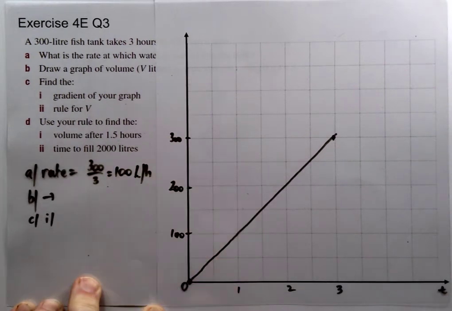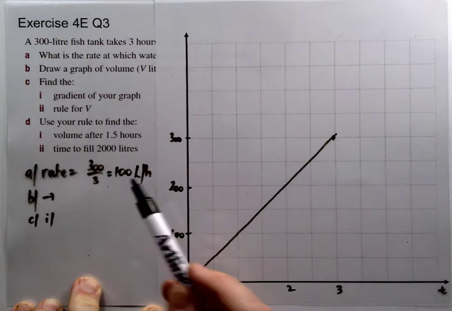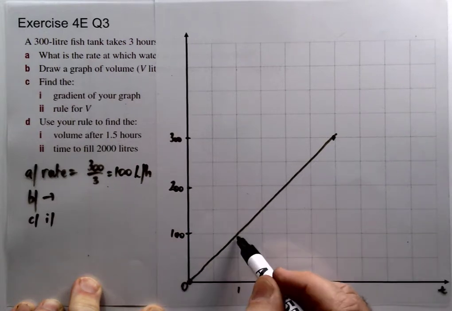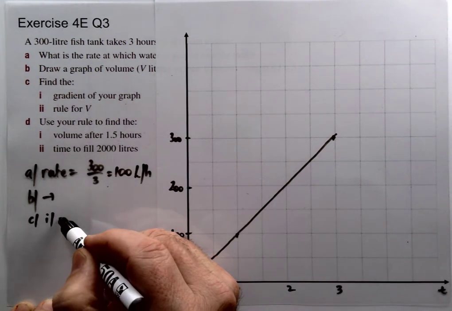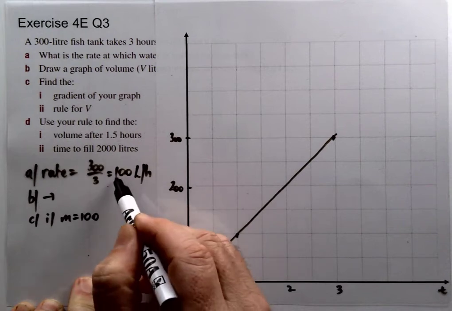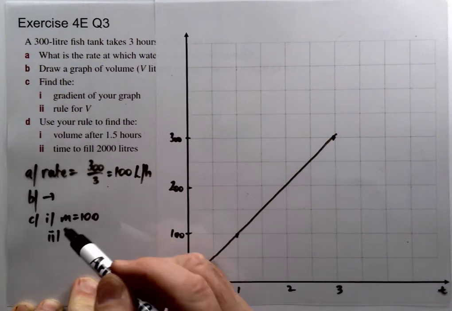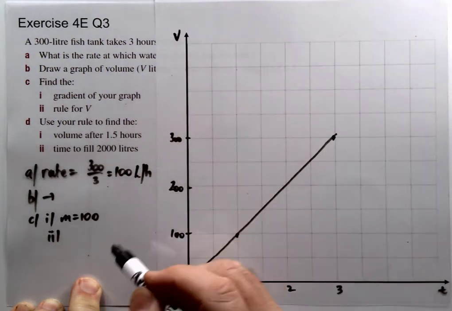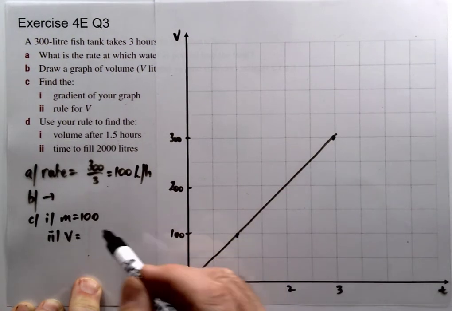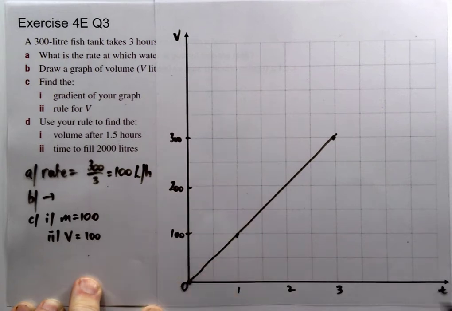Okay, so we can see that graph there. So the gradient of that is just going to be that same thing there. I mean, we could pick any 2 points there, say, for instance, those two. We've got a rise of 100 and a run of 1. 100 divided by 1 gives us 100. But again, we could have just picked it from that number there. Okay, so a rule for V. So we can say V is equal to the gradient times that horizontal variable.